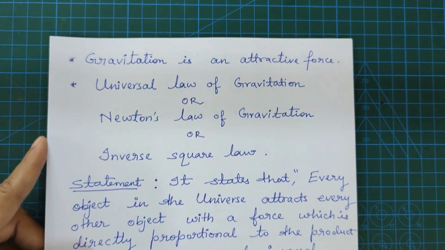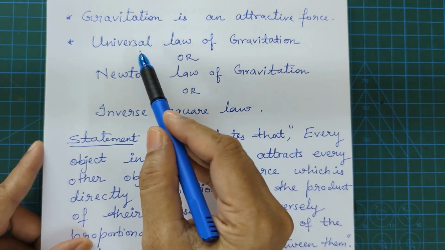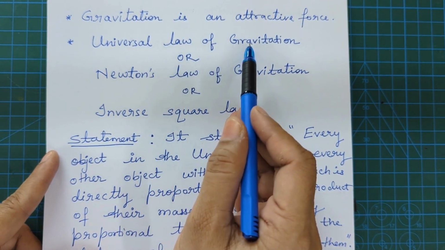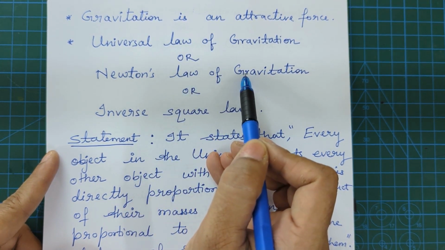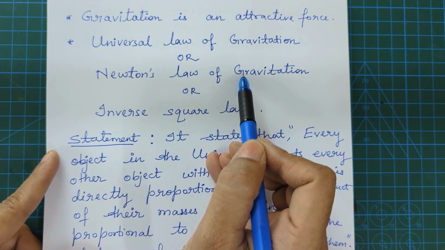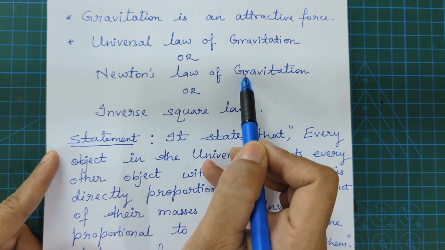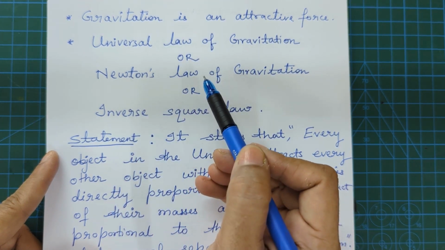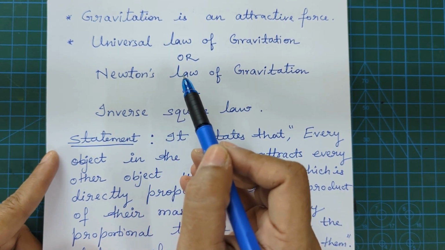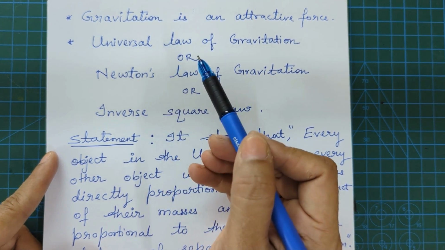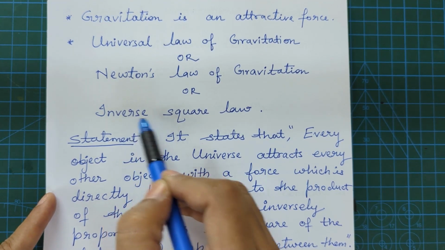Then the chapter begins with the universal law of gravitation that you saw in the textbook. So here I added two more points. The universal law of gravitation is otherwise known as Newton's law of gravitation. Why? Because the universal law of gravitation was proposed by Newton. In Newton's law of gravitation, we will see one phenomenon. That phenomenon is that force and the distance of separation between the masses have an inverse square relation. That is why Newton's law of gravitation is otherwise known as the inverse square law.